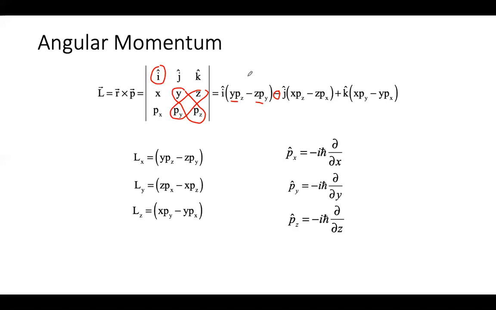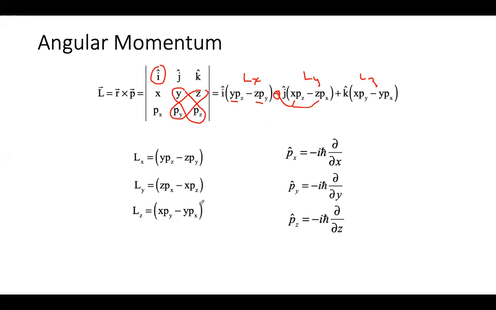And so that means this is the x component of angular momentum. This is the y component of angular momentum. And this is the z component of angular momentum. And so I've just written out what those components are. And I took this one right here, and you can see I flipped the order. It became ZPX minus XPZ because of that negative sign. So I've written out each of the components of angular momentum.